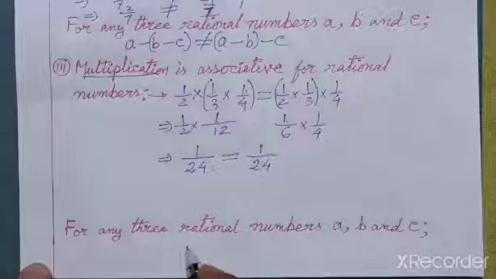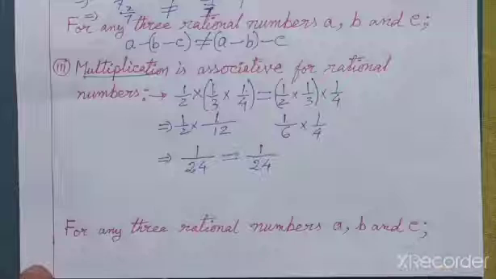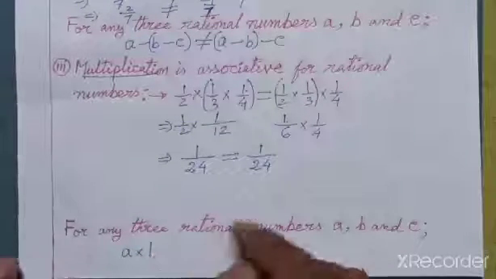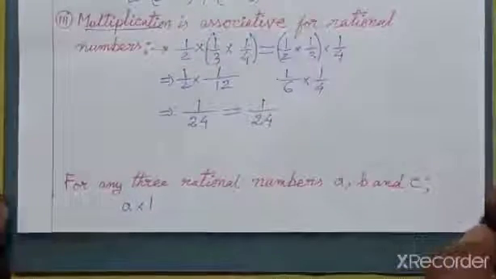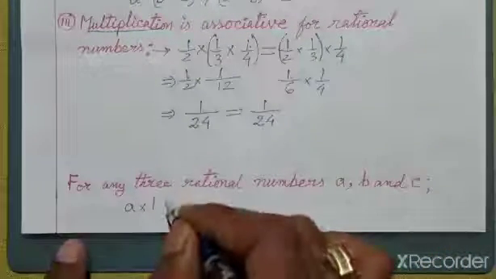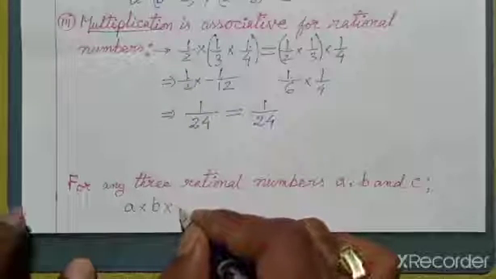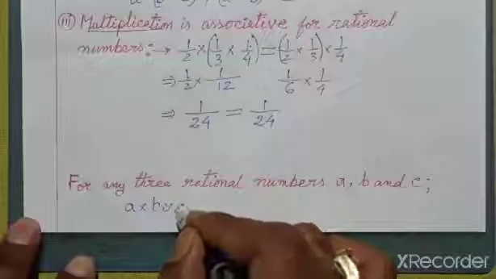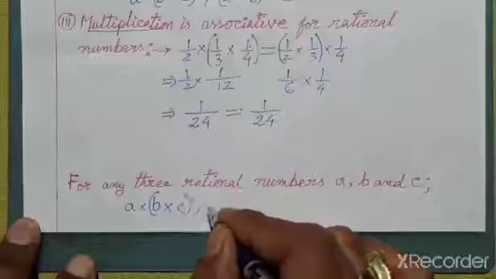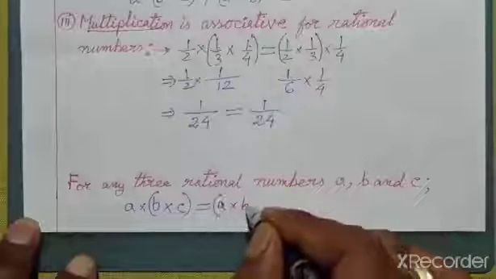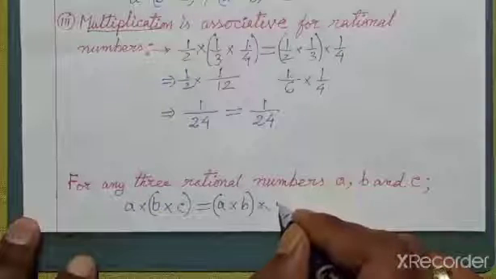So for any three rational numbers a, b, and c, a into (b into c), b and c grouped by using a bracket, is equal to (a into b) into c, a and b grouped by using a bracket into c.